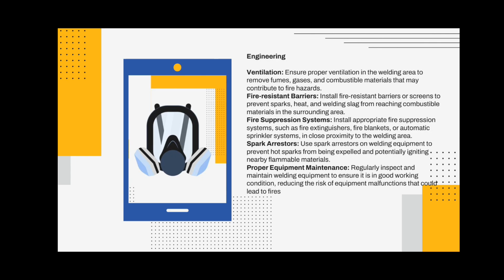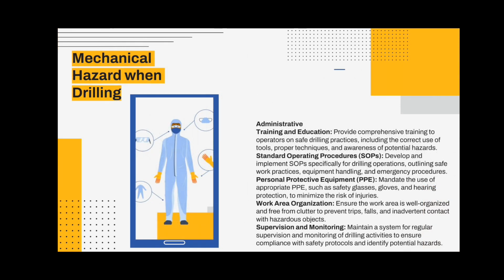The fourth one is spark arrestor. The fifth one is proper equipment and materials maintenance. The second one is administrative measures for mechanical hazard when drilling. The first one is training and education, which is to provide comprehensive training to operators on safe drilling practice, including the correct use of tools, proper technique, and awareness of potential hazards.